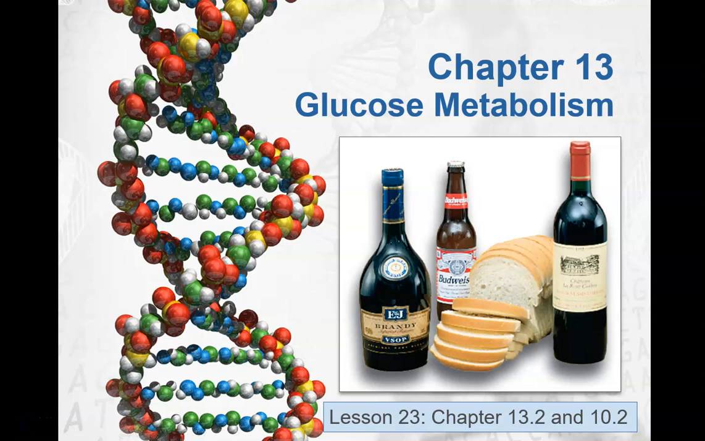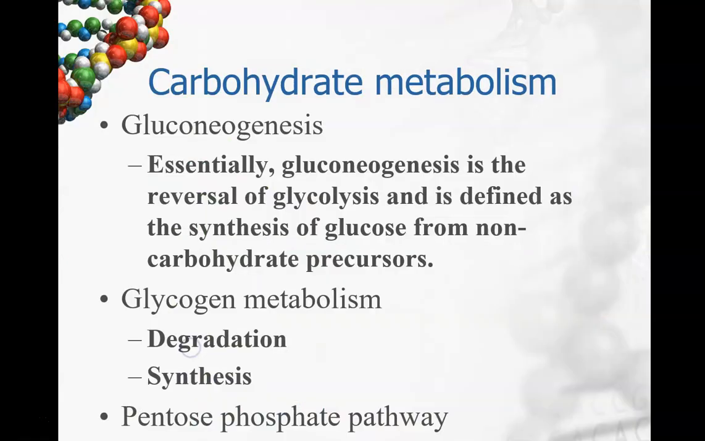Hello everyone, the subject of today's lecture is gluconeogenesis, and we will also talk about the signaling pathways that put into place gluconeogenesis when it's appropriate and glycolysis when the opposite pathway is appropriate. So, just to remind you of where we are in chapter 13, today's subject is gluconeogenesis. We will talk about glycogen and the pentose pathway later on. Gluconeogenesis is essentially a reversal of glycolysis, and it's defined as the synthesis of glucose from non-carbohydrate precursors. So this is the subject for today's lecture.